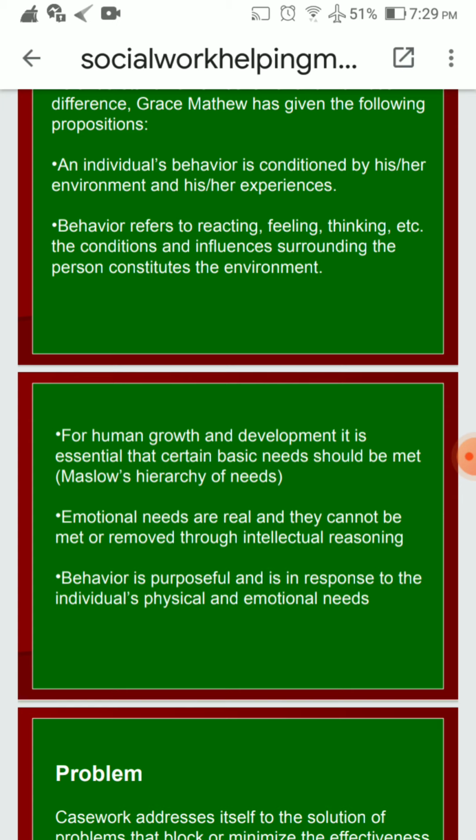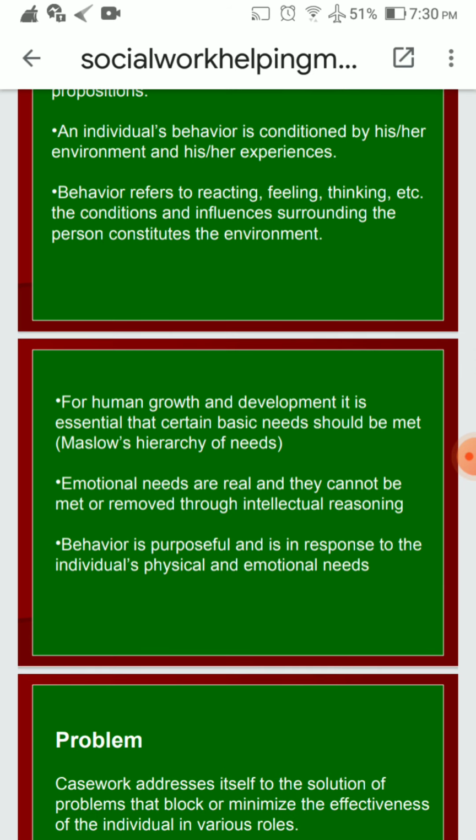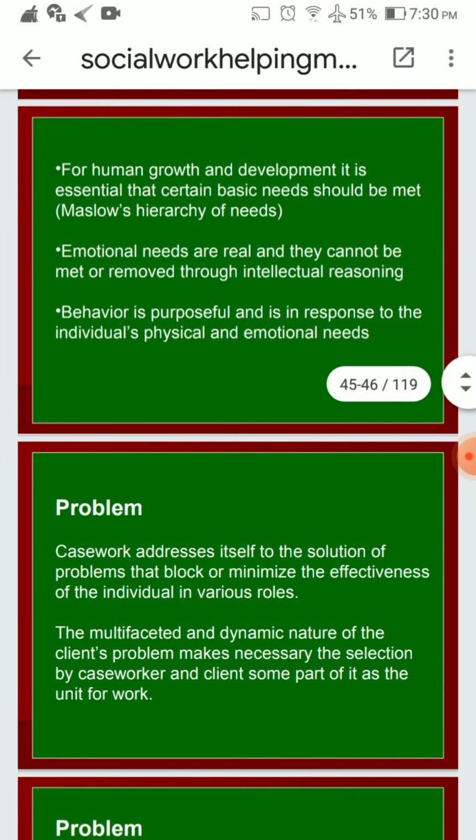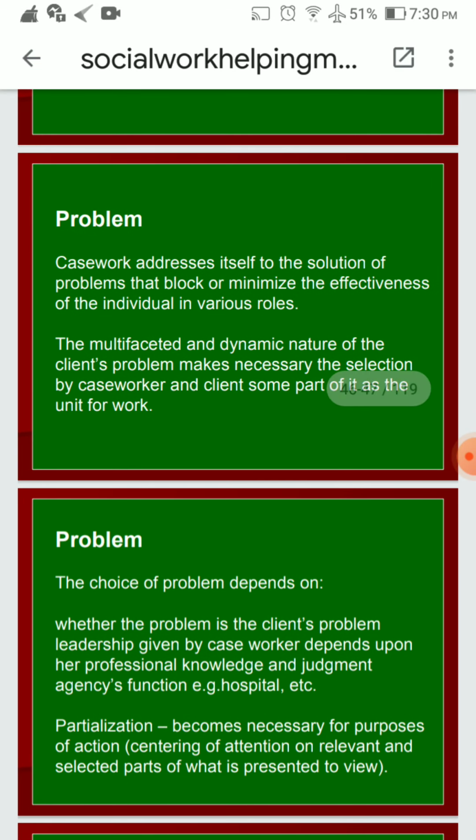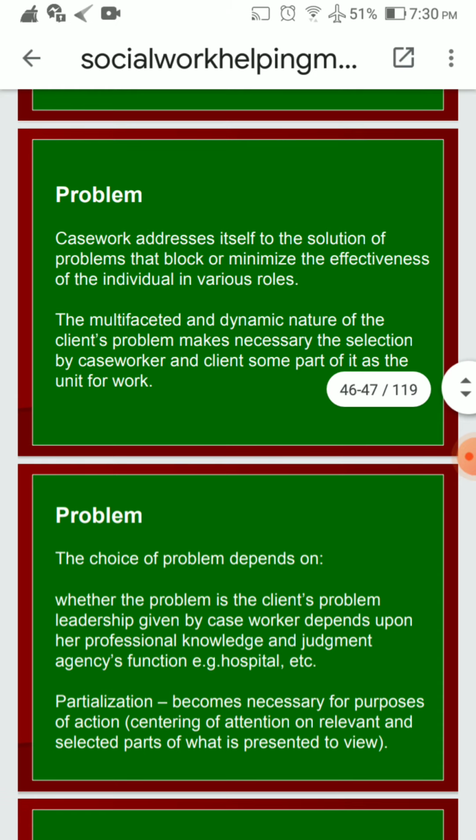So that's it. When we say we have emotional needs, all of us have emotional needs, even our client. So we also need to realize and understand what their feeling is. Another, behavior is purposeful and is in response to the individual's physical and emotional needs. Yes, correct. Behavior really matters when dealing with the client. So that's the discussion of the person, one of the components of the casework process.